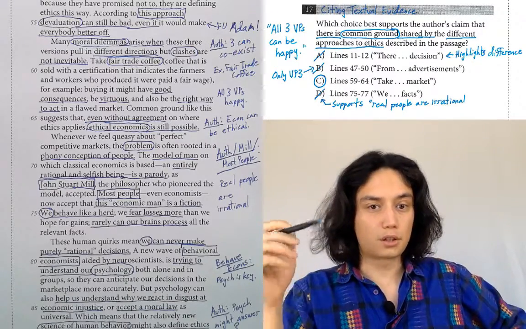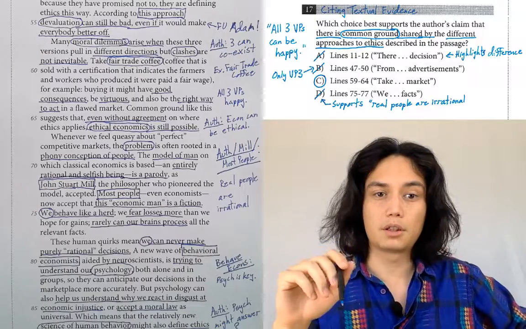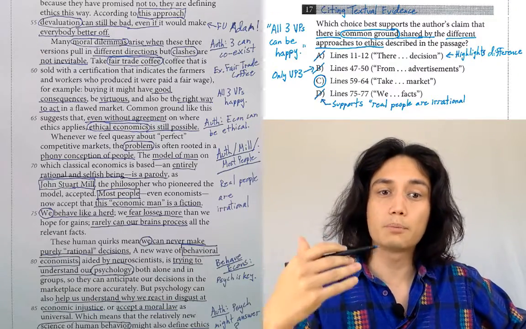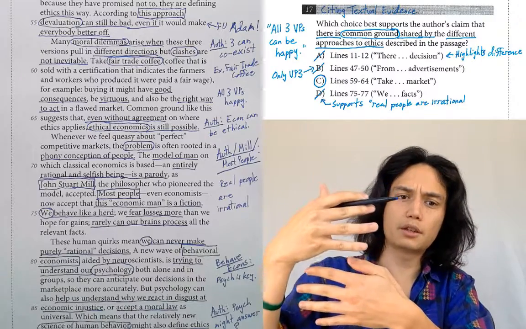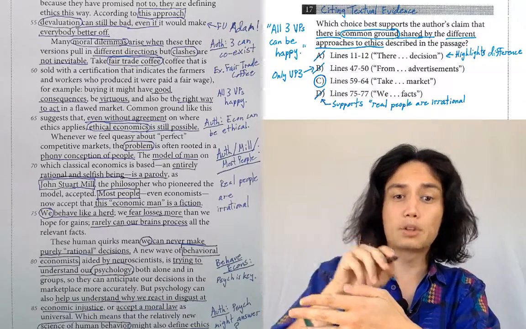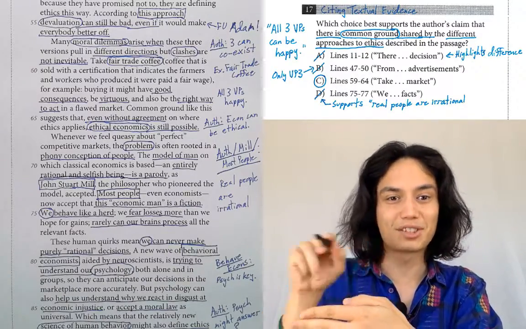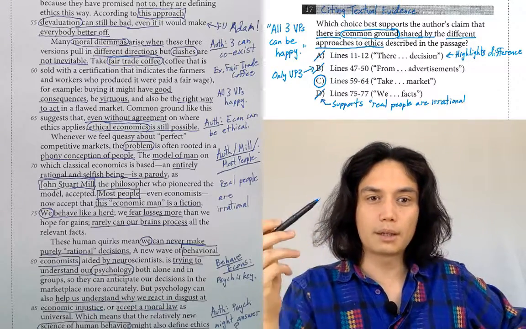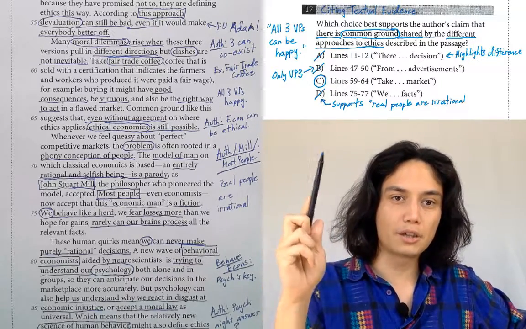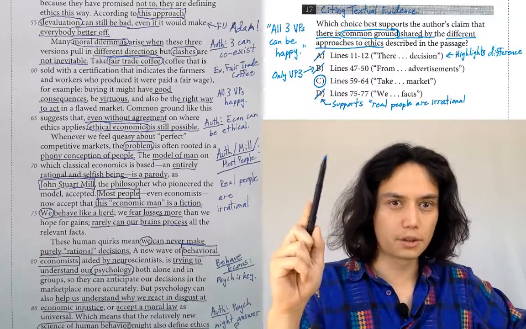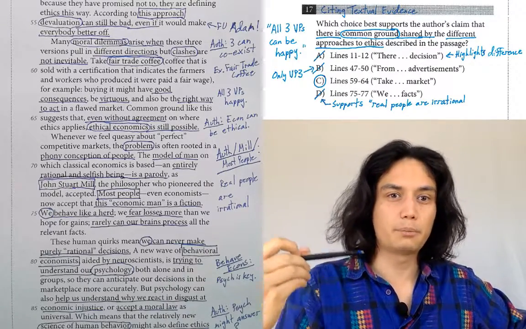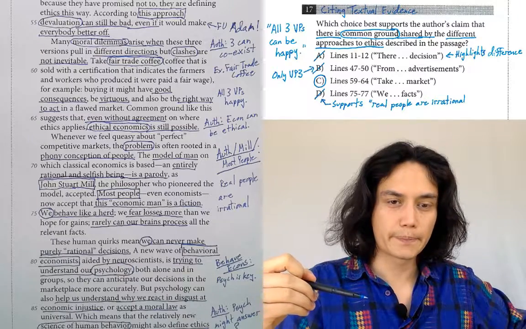And on these questions, the prompt is really important to look at because these quotes are supposed to be supporting a claim. And it's as though we had a question above this citing textual evidence question, and we just know the right answer to that question above it. Here, the claim that we're supporting is that there is, and we know it's the author's claim, there is common ground shared by the different approaches to ethics.